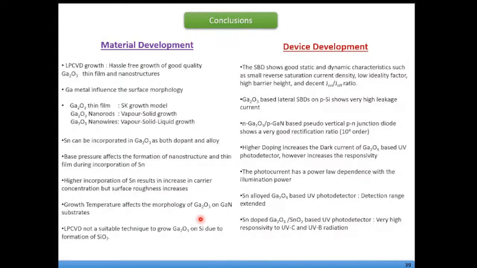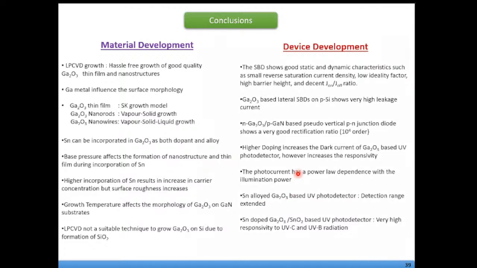that in terms of material development, we could get this gallium oxide thin film as well as nanostructures. There are different reasons behind the thin film, nanorod or nanowire observations, which we have elaborated, and we could dope this gallium oxide. We realized both doping as well as alloyed gallium oxide. After that, we realized this gallium oxide on different substrates such as N-type gallium nitride, P-type gallium nitride, as well as silicon. Then we also tried to fabricate a few devices.